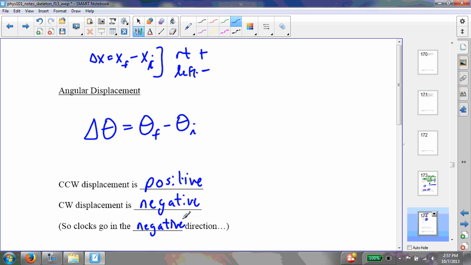Nonetheless, it's very important that you get this standard right, or this sort of notation, that clockwise displacement is negative, and counterclockwise displacement is positive. It comes up a lot in this chapter and the next chapter. All right, so that's our angular displacement.